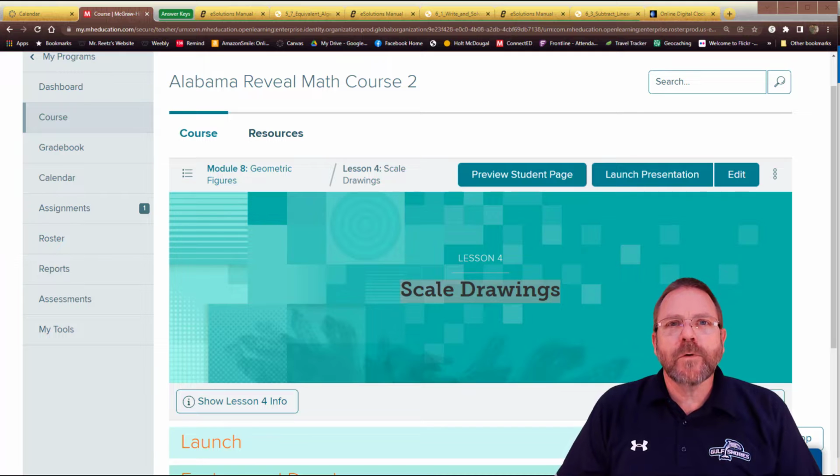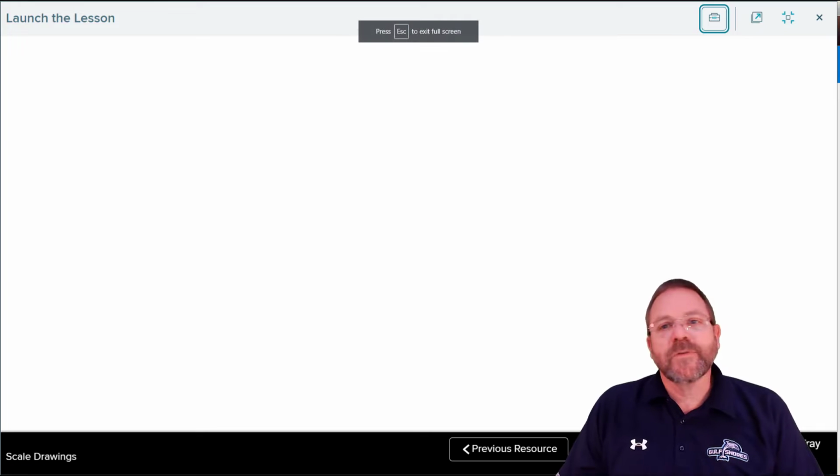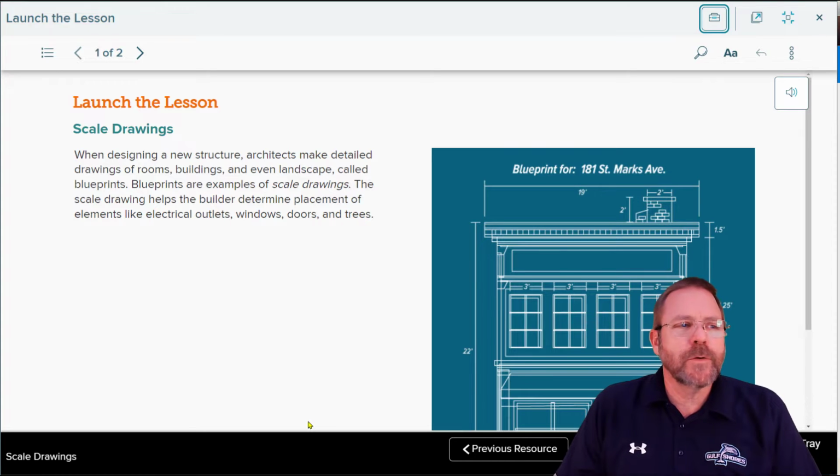Module 8, Lesson 4 covers scale drawings. For this one, we have a suggested pacing of 90 minutes, and we have 16 resources to get through, so this may be a one-day, it may be a two-day lesson.